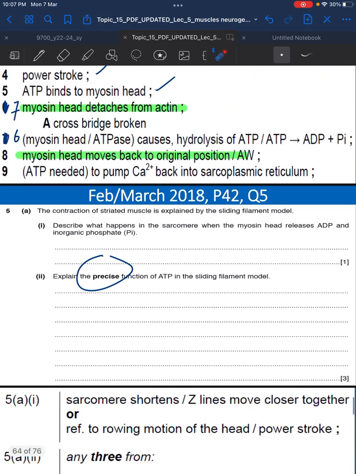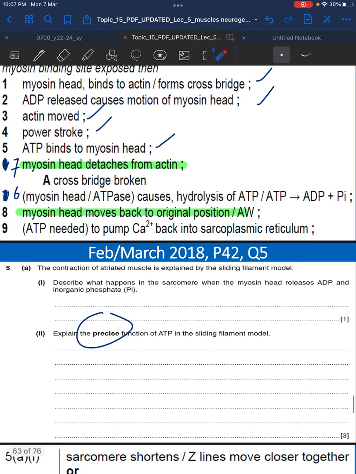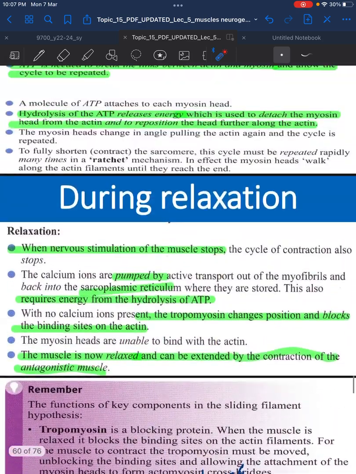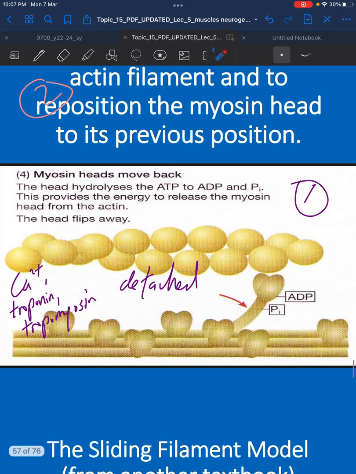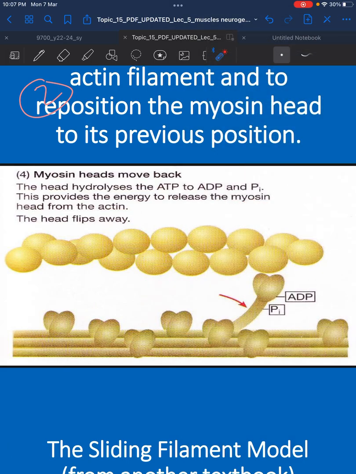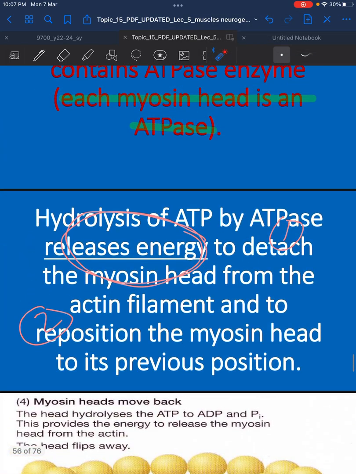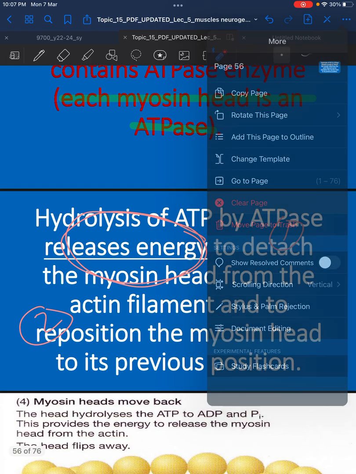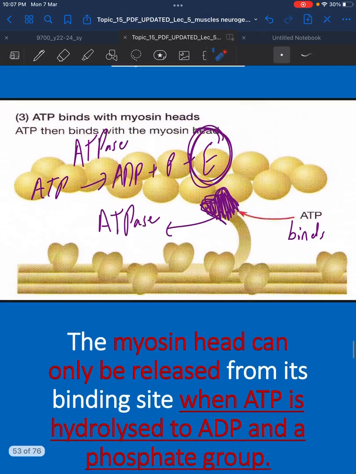Okay, so this is very, very serious. The ATP is somehow very complicated actually. So you need to understand this particular slide here, it is very, very important for you to go through.